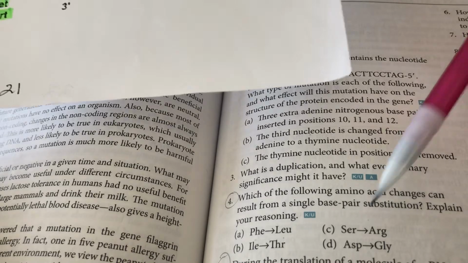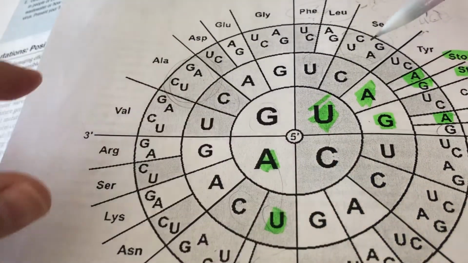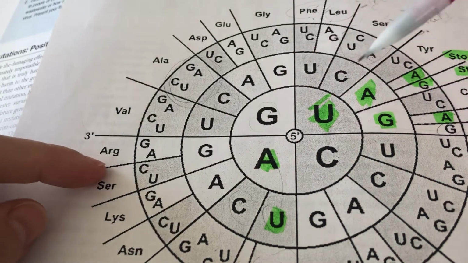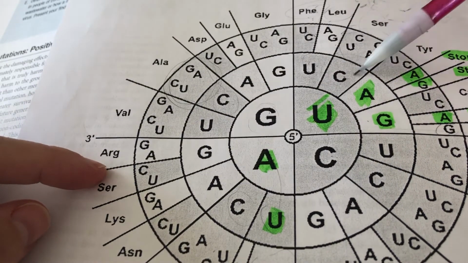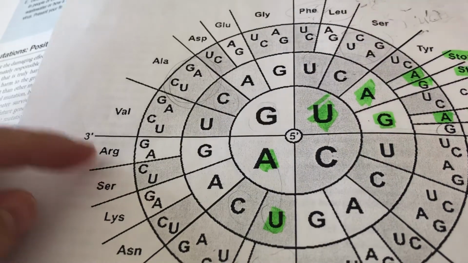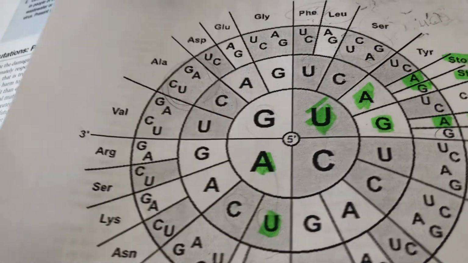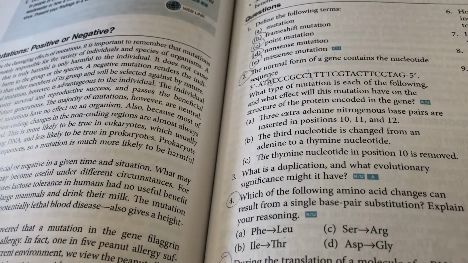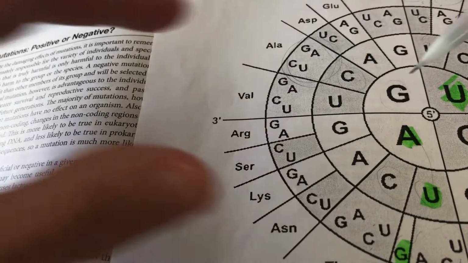Question C, serine to arginine. So serine is over here, Arg is all the way over here. And so because we start with a U and we start with an A and then we have a C next and a G next, the answer is no. That one cannot take one base pair change and become a different amino acid, one of those two different amino acids. And Asp to glycine, okay, just looking for Asp right here.